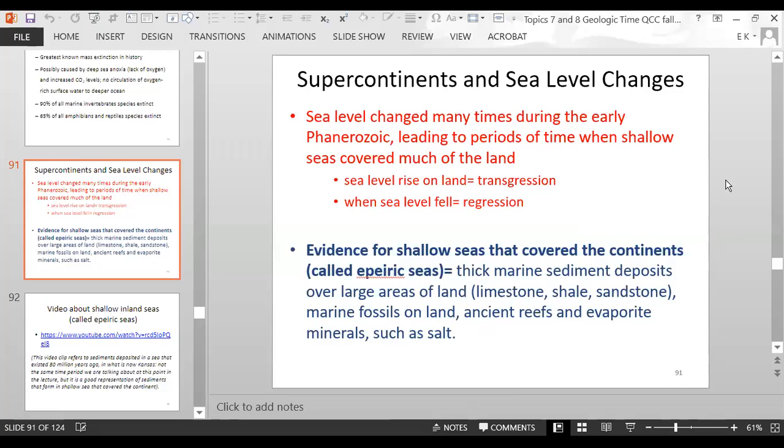Okay, so this is the second part of the geologic history lecture. And this is what we stopped at. We stopped at supercontinents and sea level changes.